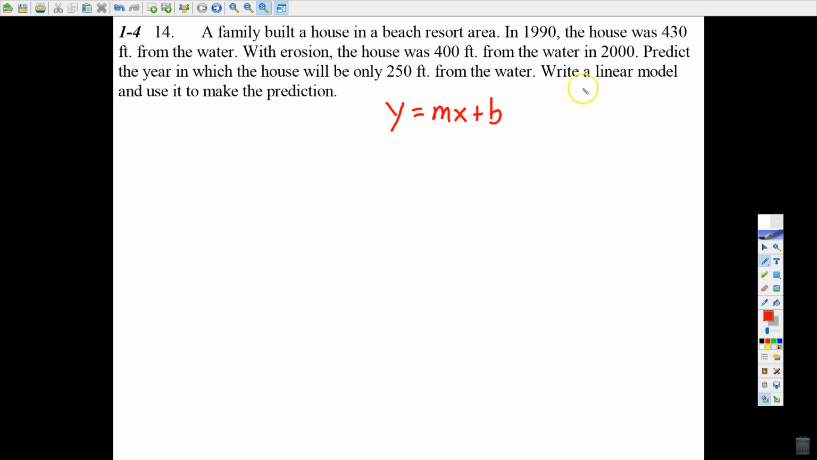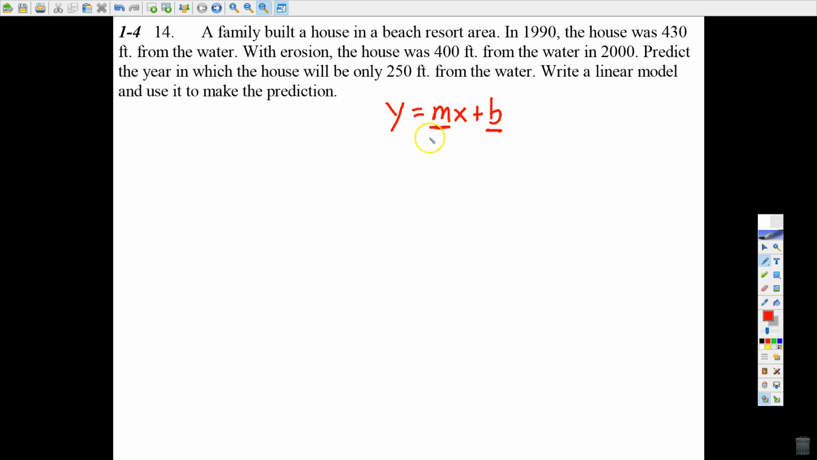So seeing the word linear or write a linear model should drive you to immediately write down y equals mx plus b, because that's what the first part of your answer is going to look like. The difficulty for some is determining what is the number that's going to go here that we call m, or slope, and what's the number that's going to go here. That becomes really the big part of this problem, figuring out what these two numbers are.